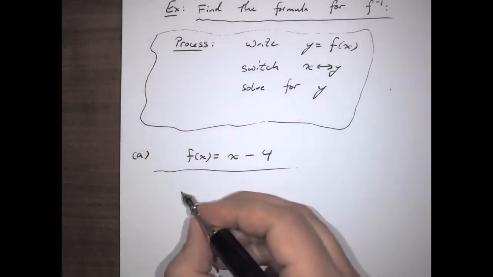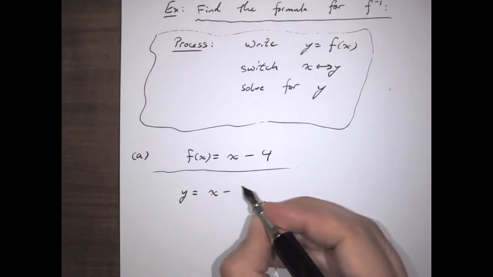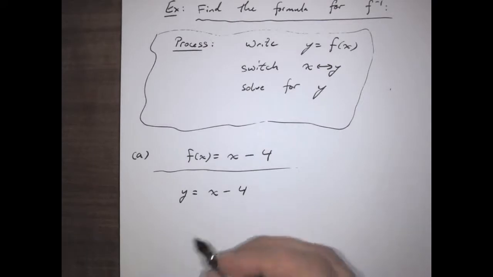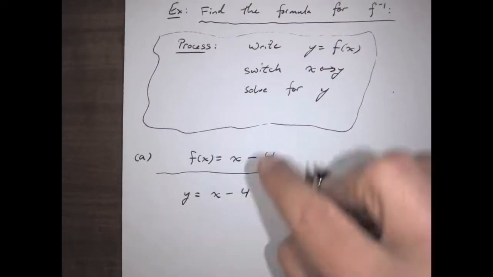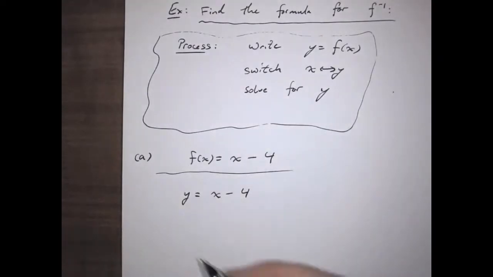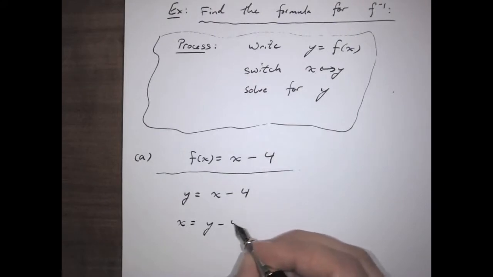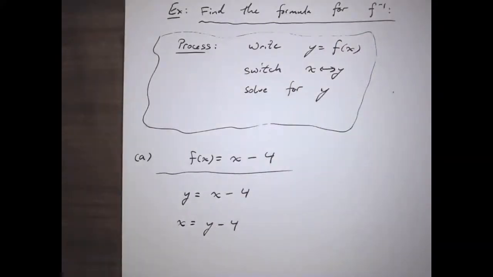So what you start with is y equals x minus 4, y equals f of x. But now we want to step through the looking glass, go into inverse land. X becomes y becomes x, domain becomes range, range becomes domain, horizontal becomes vertical, vertical becomes horizontal. And so what we get is x equals y minus 4. So that is step 1. Step 1 was write it, step 2 is switch it, step 3 is solve it.